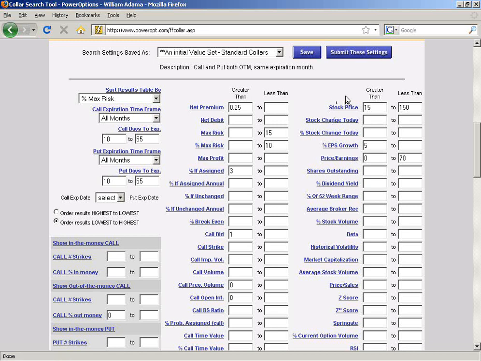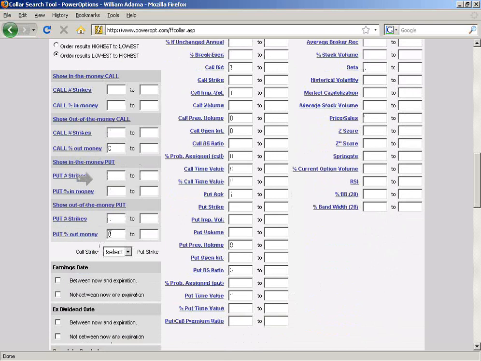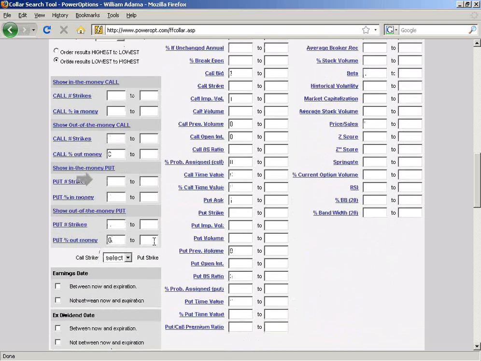So to start, you see that we've left the expiration time frame the same. This is on the initial value search, okay? We've left that time frame the same. We're forcing the positions. Here we can set the standard for what we want to be the short call out of the money and what we want the long put to be out of the money as well, okay? So that allows us to bracket the stock price.